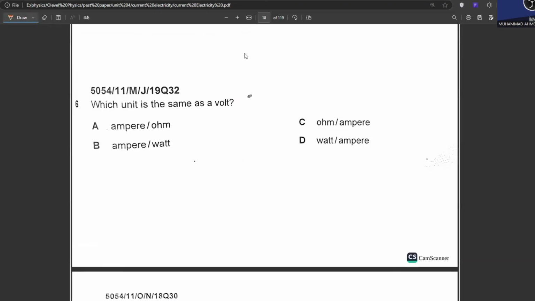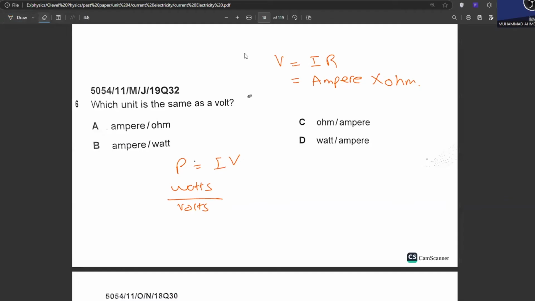Which unit is the same as volts? Ampere over ohms, no. V is equal to IR, so it should have been ampere multiplied by ohms. Okay, let's see. Ampere divided by watts, no. Power is equal to IV, so watts divided by volts should have been the answer, not this. Which is equal to, sorry, this would have been ampere, not volt.